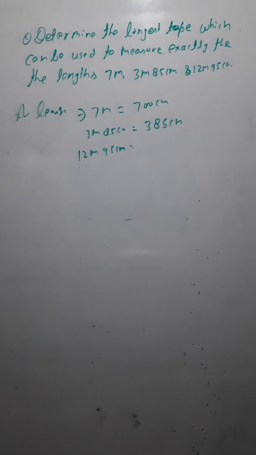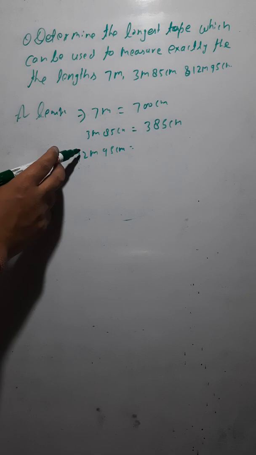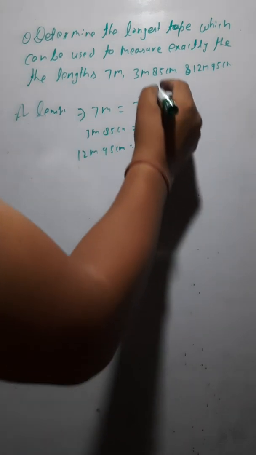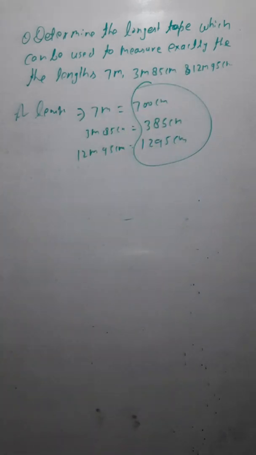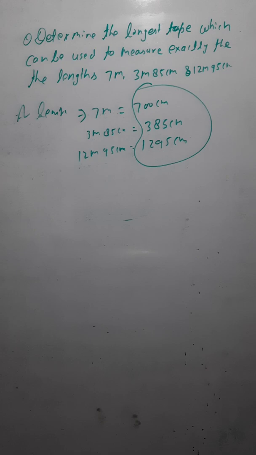Then you have 12 meter 95 centimeter. In 12 meter how many centimeters are there? 1200, because you are multiplying by 100, so 1295 centimeter. So now find out the HCF of these three numbers. You will get your required answer. Try it yourself.